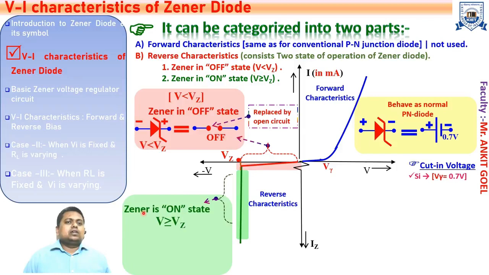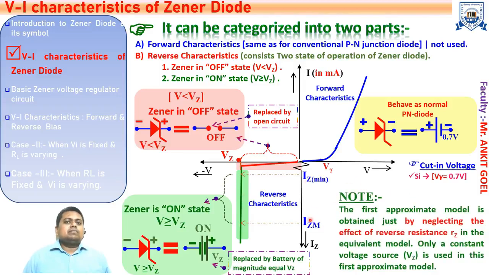So the Zener diode in the on state will be replaced by a battery of magnitude equal to Vz. This is the Zener voltage, or the specification of the Zener diode. Please note that we have ignored the effect of the Zener resistance, the internal resistance, to approximate this characteristic. So Izm minimum and Izm maximum show the range of the Zener current which can flow through the Zener diode. So the first approximate model is obtained just by neglecting the effect of the reverse resistance. As I told, in the equivalent model, only a constant voltage source is used in this first approximate model, right?